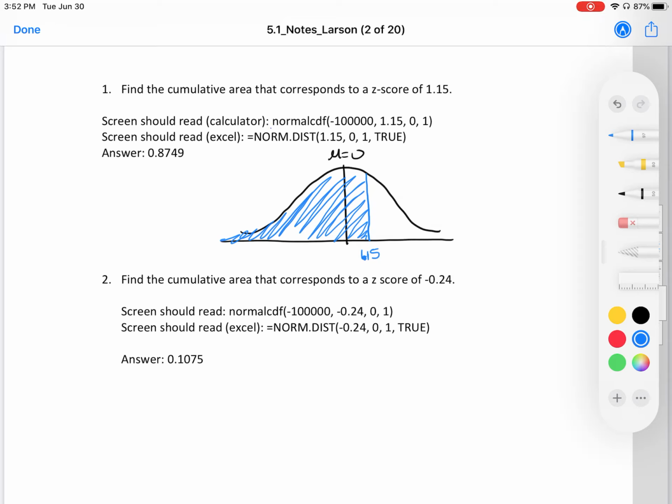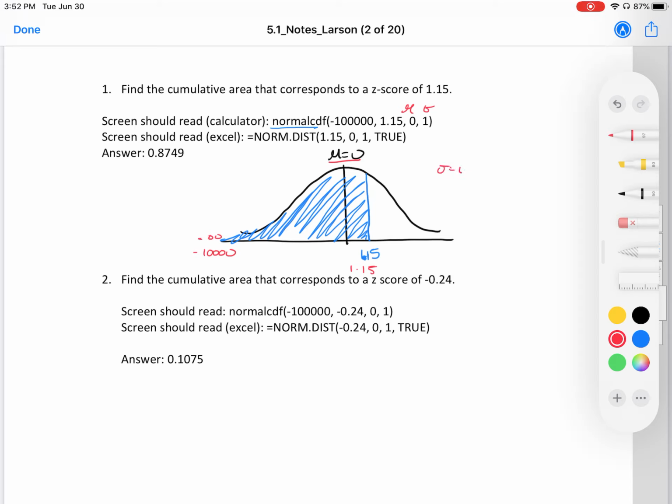If you do use your calculator as normal CDF, your lower bound is negative infinity, so we put a negative big number. You can put negative 9s, a bunch of 9s if you want. Doesn't matter. Just a really big number. And then we want to mark where we stop. We stop at 1.15. And then we want to enter our mean and our standard deviation. Because we're told it's standard normal, our mean is 0, and our standard deviation is 1.